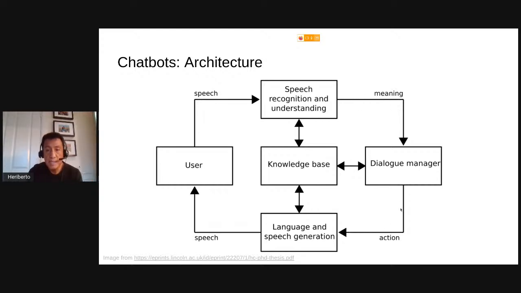This is an input meaning, this is an output meaning, and then there is some sort of language generator that has to provide a response. It has to generate a word sequence. This word sequence can initially be a text-based word sequence, but one can use a speech synthesizer to provide speech, or even more, one can use some motor commands in case we have an embodied chatbot.